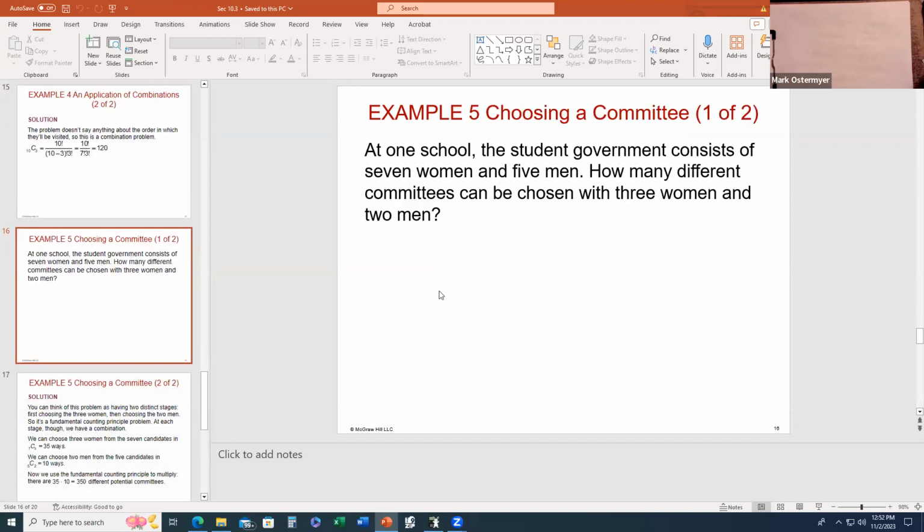Another example: at one school, the student government consists of 7 women and 5 men. How many different committees can be chosen with 3 women and 2 men? So ladies and gentlemen, we're going to form a committee, and our committee is going to have 3 women on it and also 2 men. How many different committees of size 5 can we form, adhering to these requirements here?